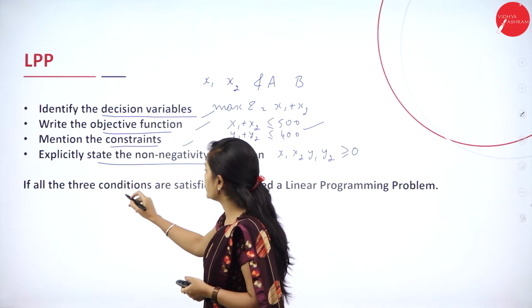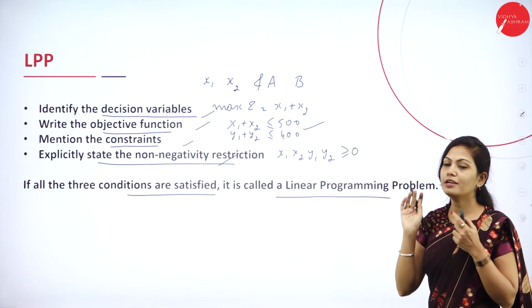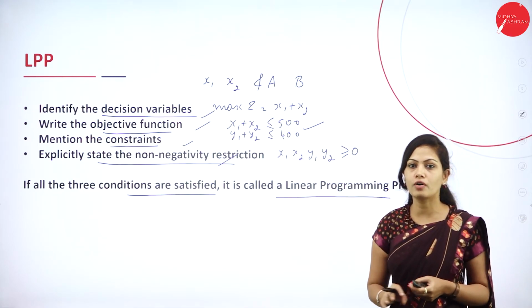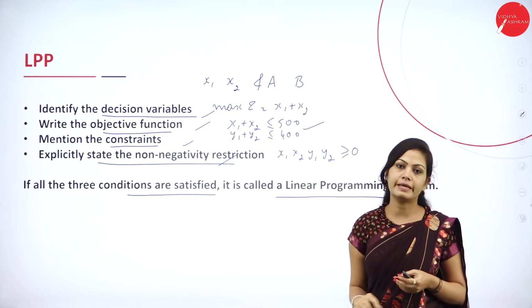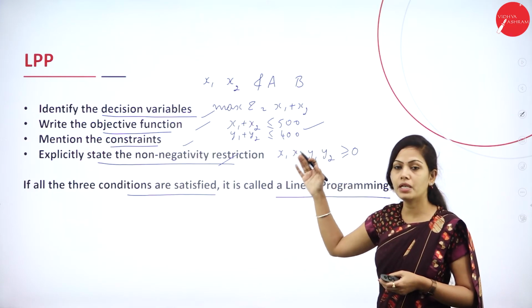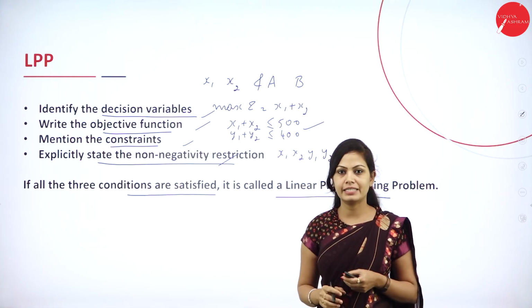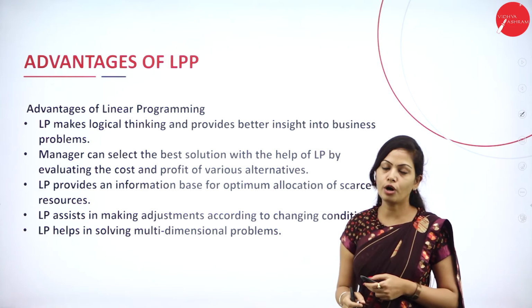If all the conditions are satisfied, it is called a linear programming problem. It is a very simple concept. You can easily solve the linear programming problem, but you have to use these steps for representing it: decision variable, objective function, constraints and non-negativity constraints. And the next concept, we have advantages of LPP.